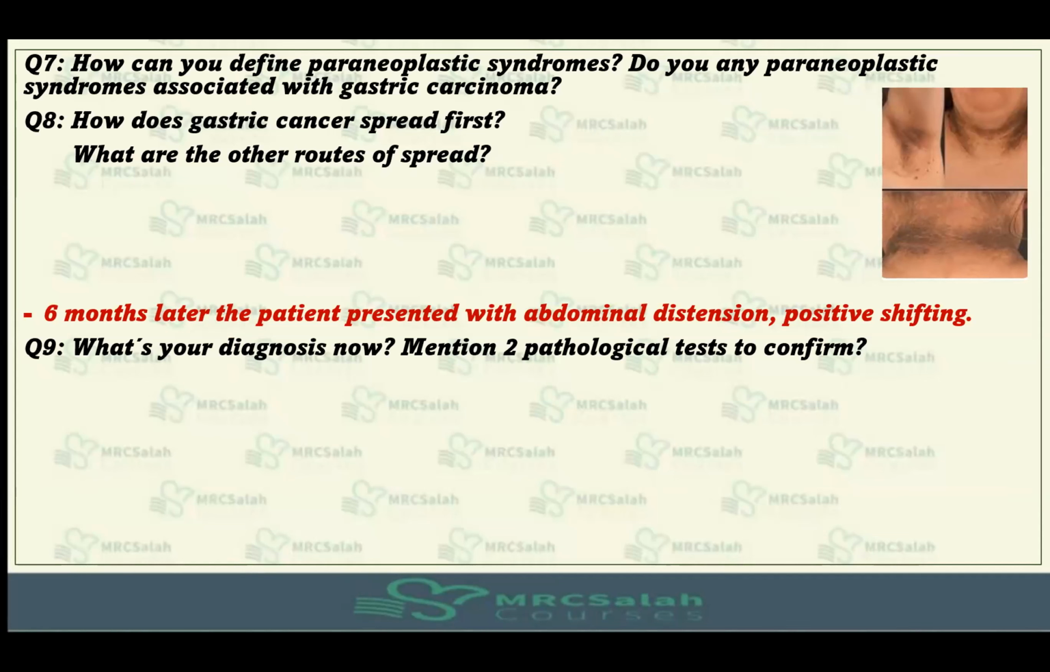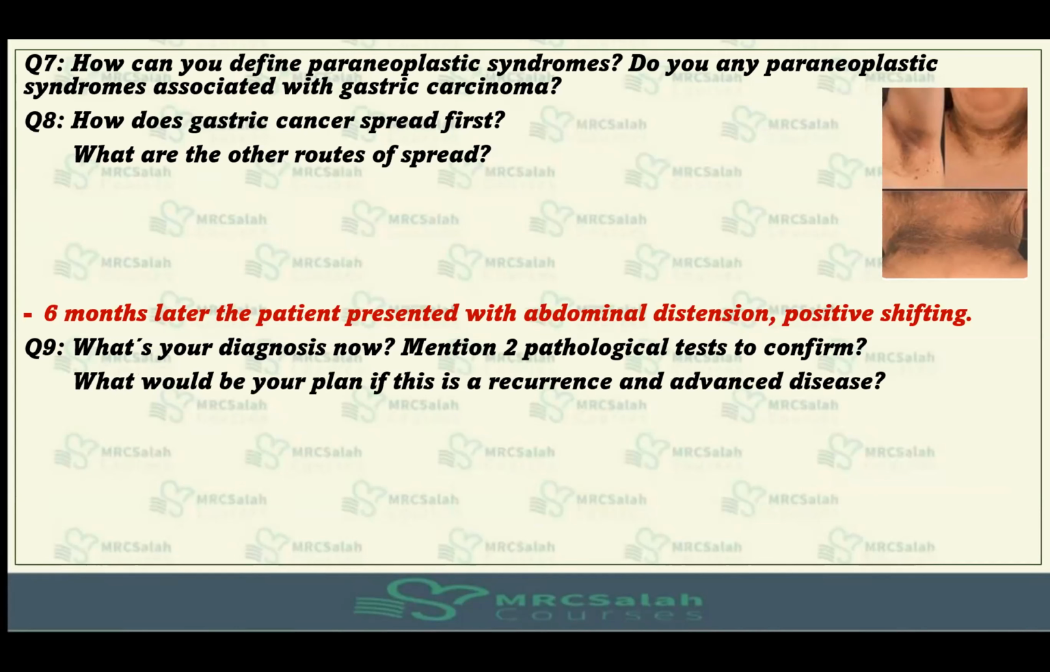Which tumor markers? CA 72-4. Okay. What else? You can do also alpha fetoprotein, carcinoembryonic antigen. Yes. Okay. And of course, you have to mention FNAC for Virchow lymph node, if it's mentioned in the stem. It's very important. Read the stem well.